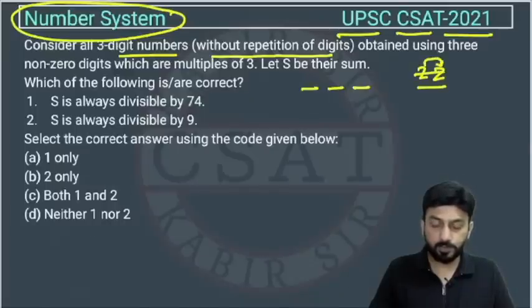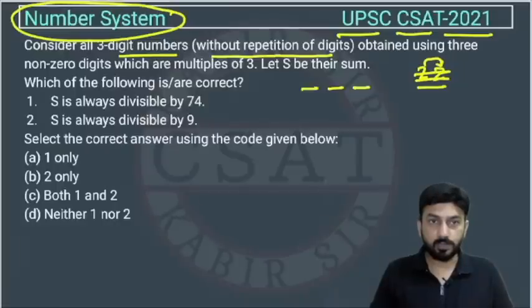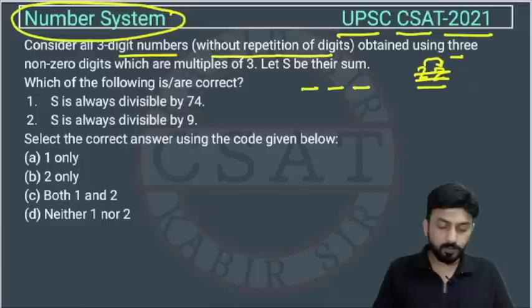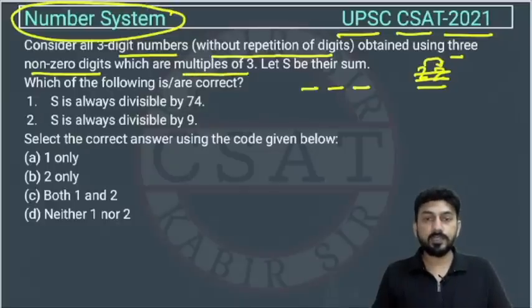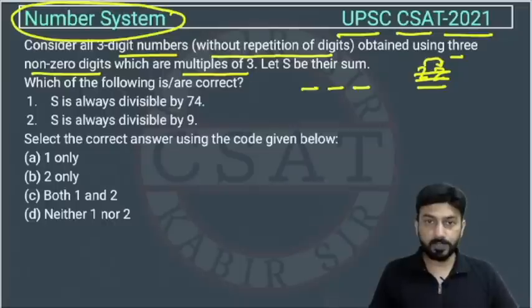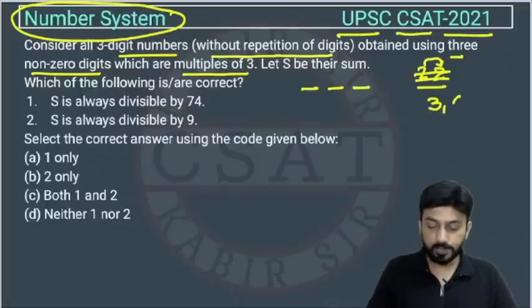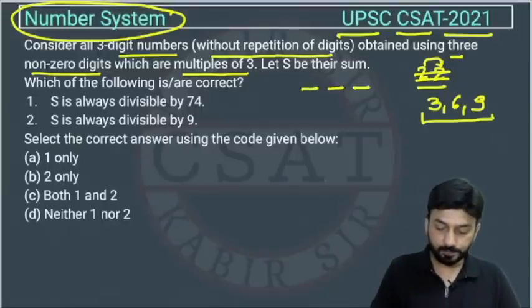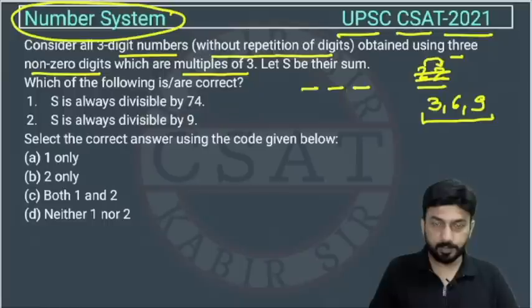So all the digits will be different from each other, right? The 3-digit numbers without repetition are obtained using 3 non-zero digits, so none of them will be zero, right? These digits are multiples of 3. The multiples of 3 are 3, 6, 9. Only 3 possibilities are there. The sequence is not given, like which will come first and which later, we don't know that.